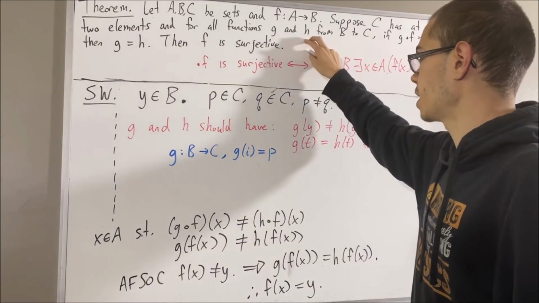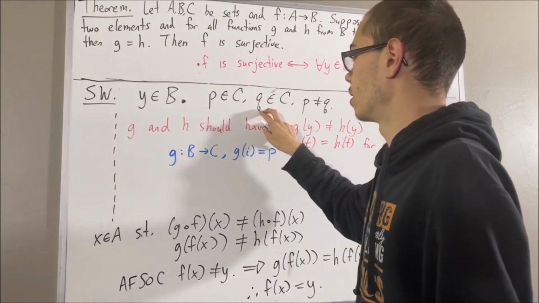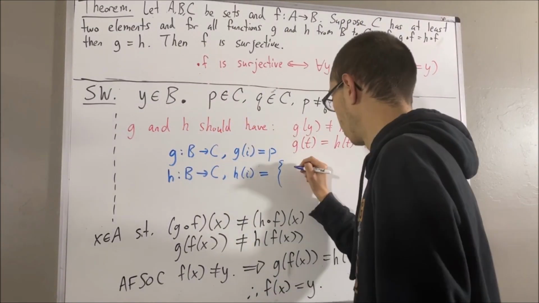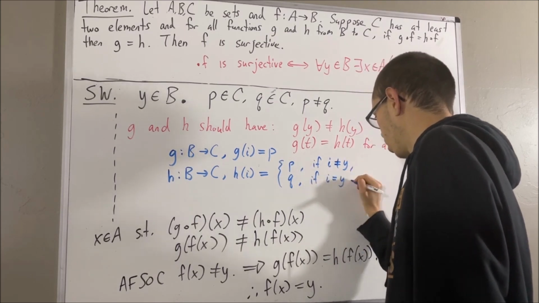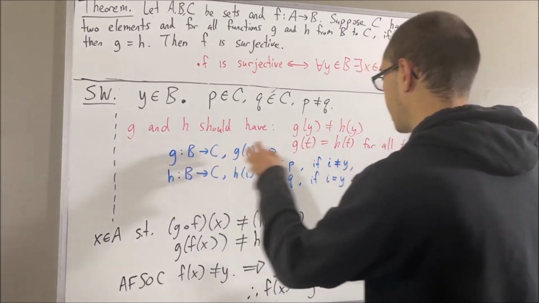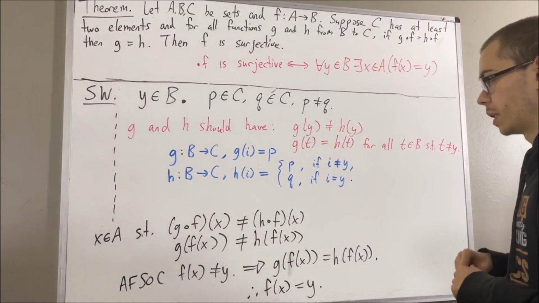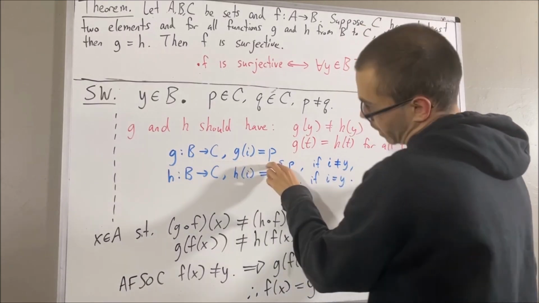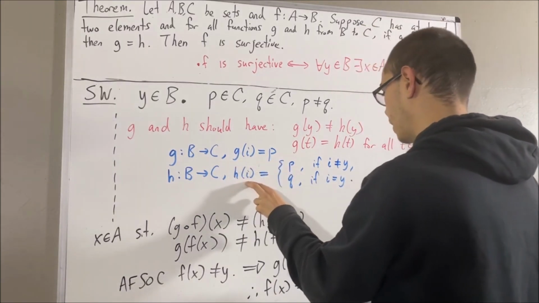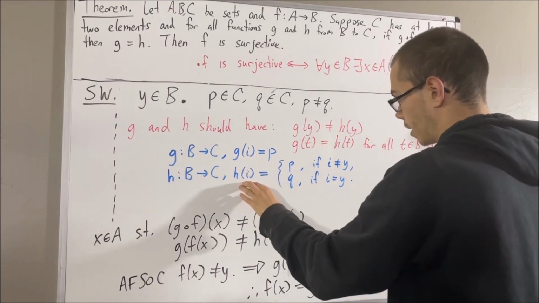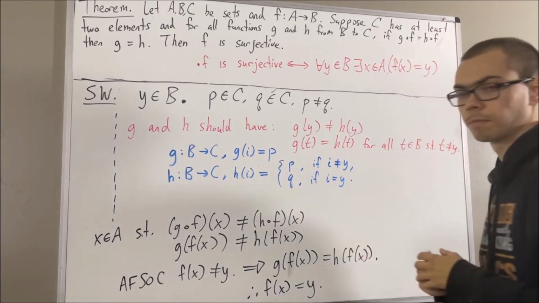As for our function H, we'll send Y to Q, and we'll send everything that isn't Y to P. If we define G and H in this way, then G and H satisfy these two conditions. Because we see that G of Y is just P, but H of Y is equal to Q. So clearly G of Y is not equal to H of Y, because P is not equal to Q.